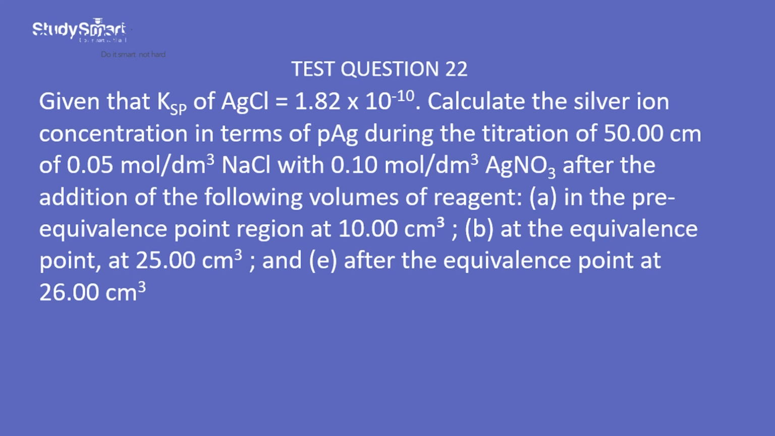So the question is saying that we are given the KSP of AgCl. Now we want to calculate the silver ion concentration in terms of PAG during the titration of 50 cm cube. cm cube is the same as ml. 50 ml of 0.05 molar NaCl.